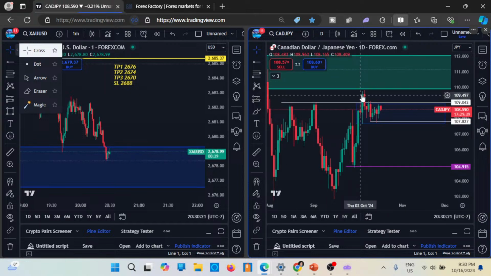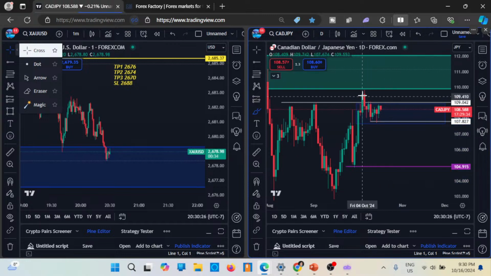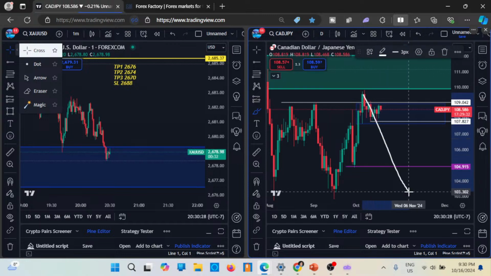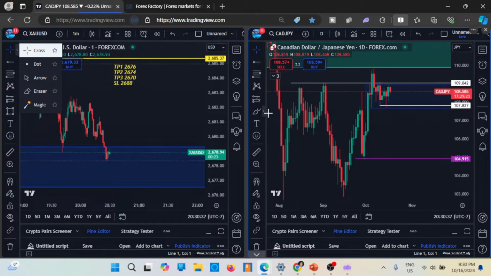Now this rejection is supposed to send the price all the way back down here. So I'm anticipating a sell for Canadian JPY. I think the price should start heading back down. Now for that to happen, we also have a minor trend that's currently playing out right now.